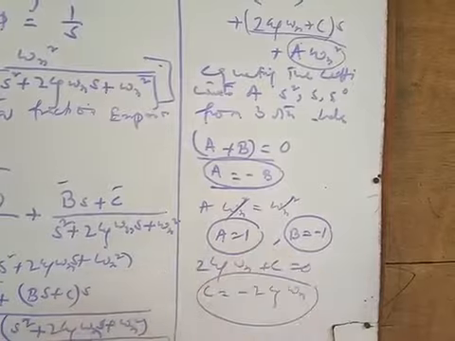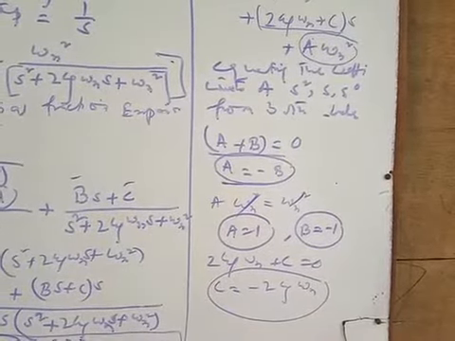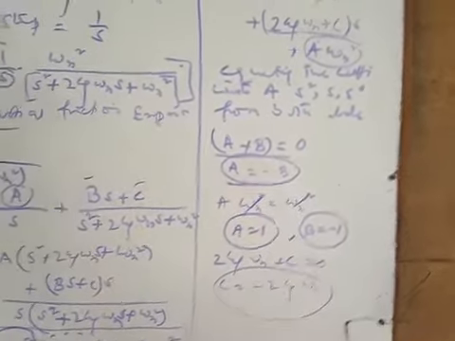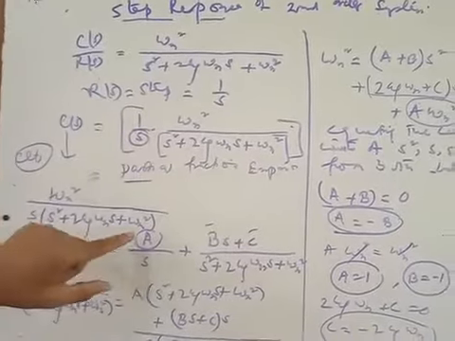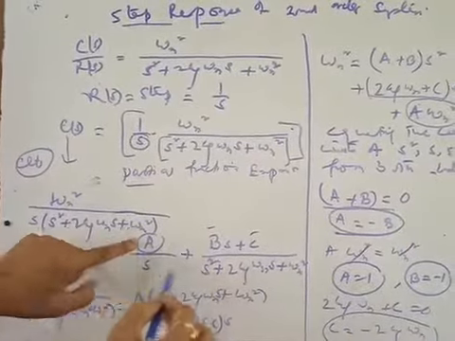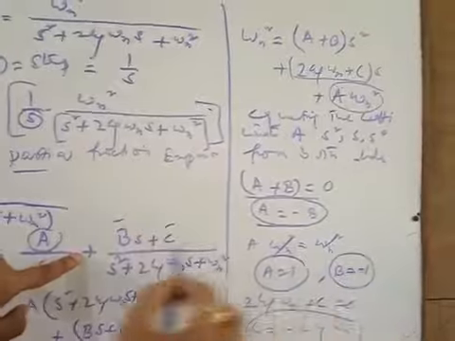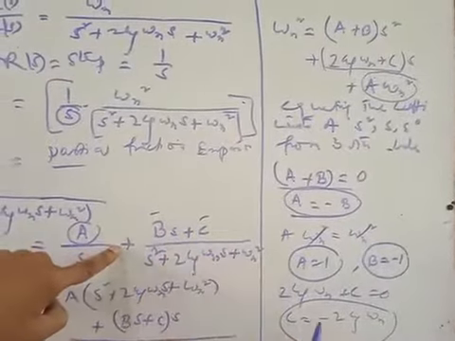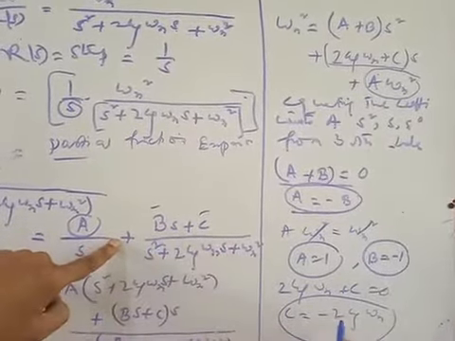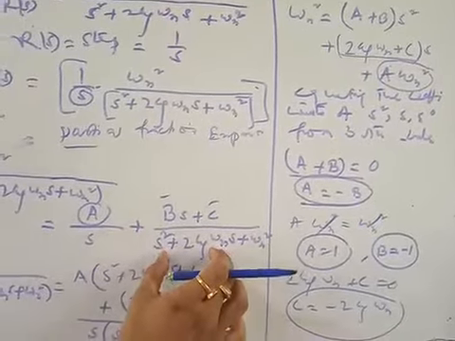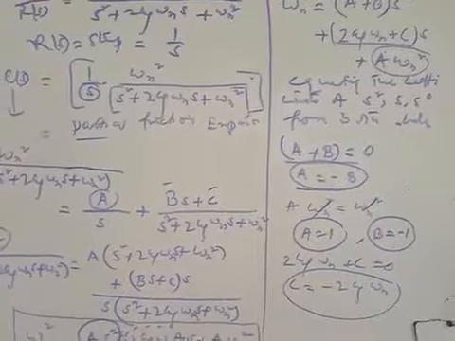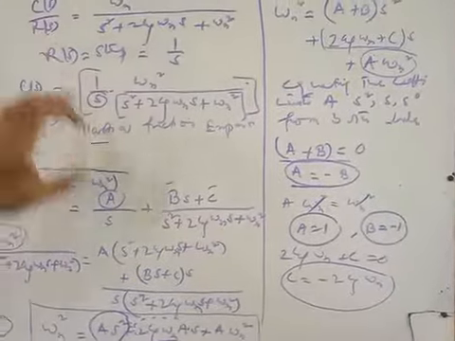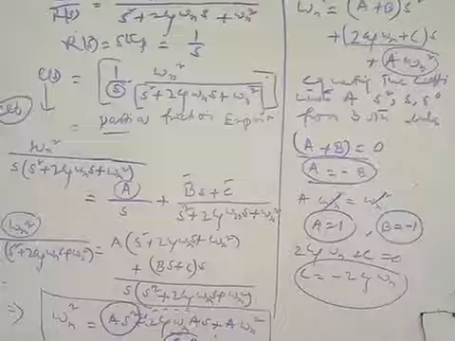So these are the three values of residues a, b and c. Now you can put this in C(s). C(s) can be written like A means 1 by s, plus B means minus s, plus C means minus s minus 2 xi omega n, divided by s square plus 2 xi omega n s plus omega n square, right? So once you get the residues, then this C(s) can be written in partial fraction expansion form.